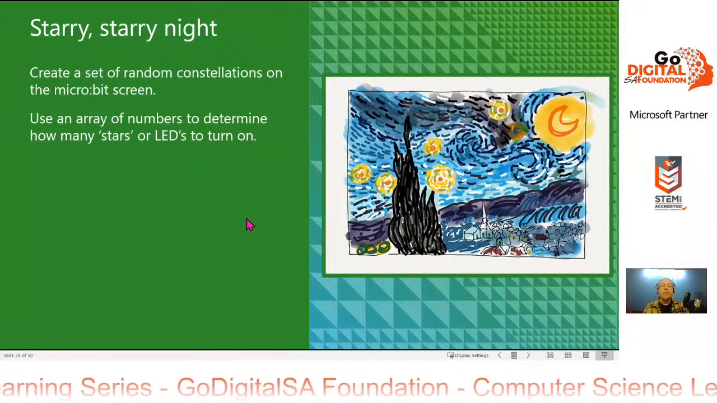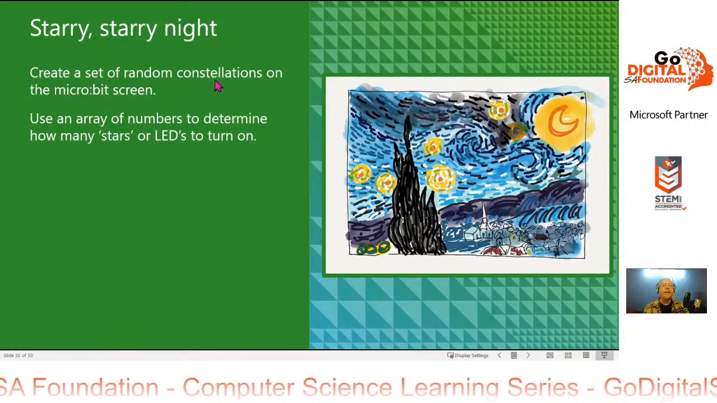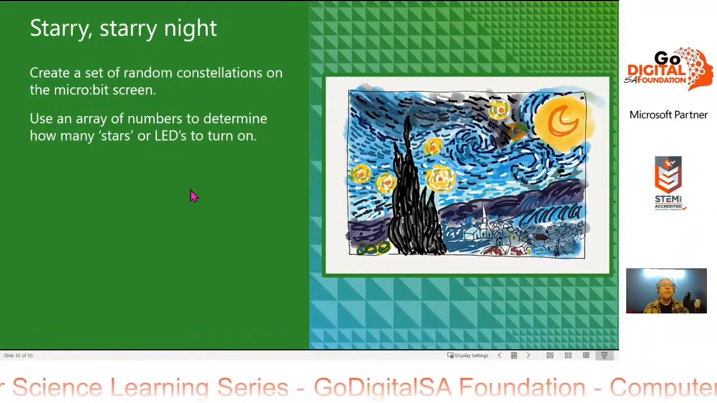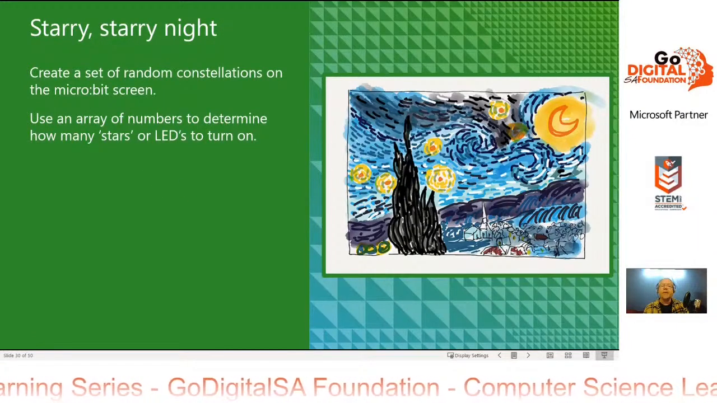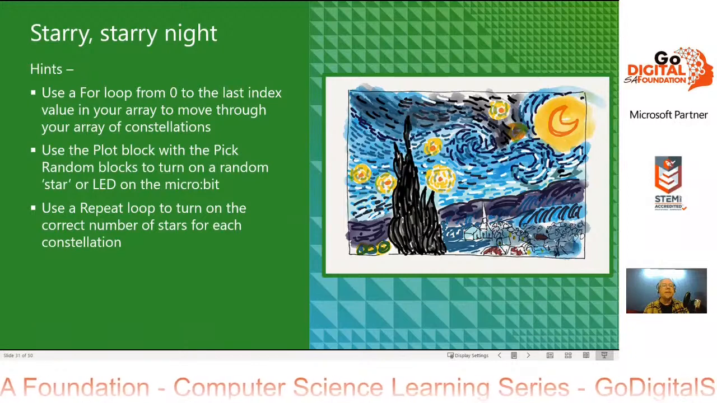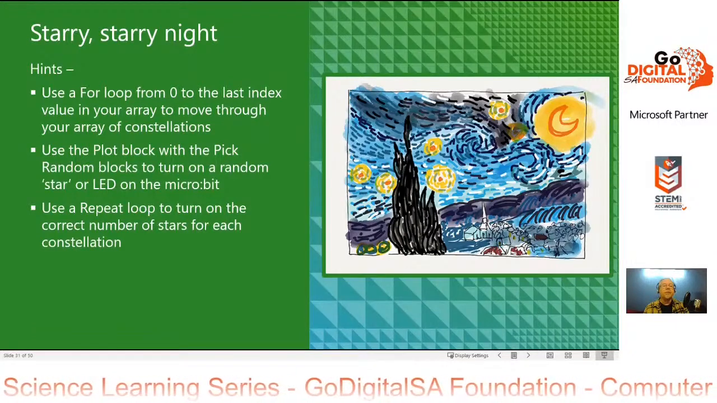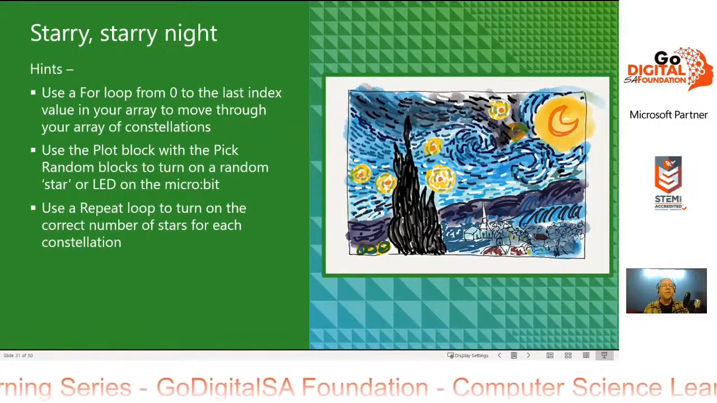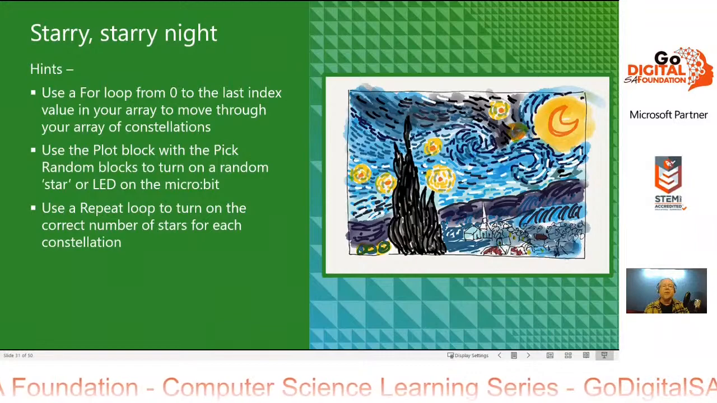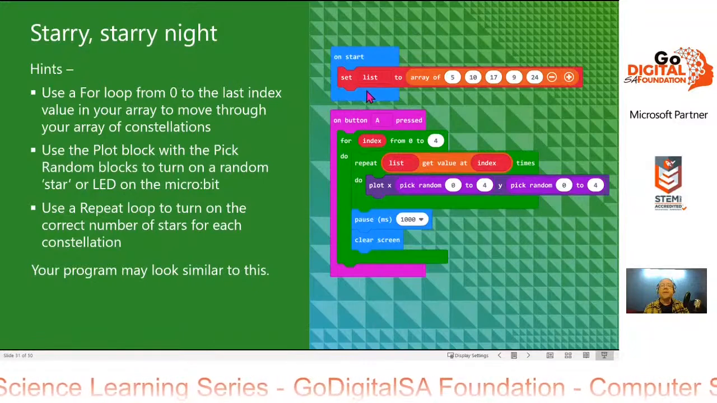Okay, so that was one example of an array. Here we've got another example, Starry, Starry Night. We create a set of random constellations on the microbit screen. We use an array of numbers to determine how many stars or LEDs to turn on. Okay, so use a for loop from 0 to the last index value in your array to move through your array of constellations. Use the plot block with the pick random blocks to turn on a random star or LED on the microbit, and use a repeat loop to turn on the correct number of stars for each constellation. Okay, the program might look similar to this. Okay, so we'll take a look at this in MakeCode.